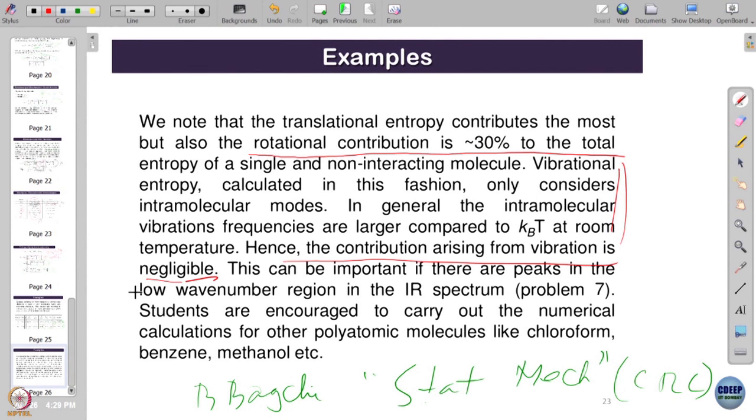So, it is very much encouraged to carry out numerical calculations of polyatomic molecules like chloroform. This is a homework that we will set up to make you do something like methanol, and you can calculate them by doing the homework. So, here ends the statistical mechanics of ideal gases.